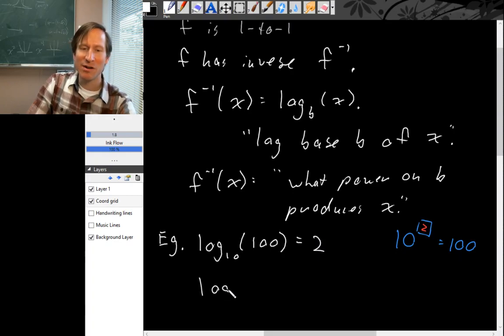How about log base e of 1? So what exponent would you put on e to produce 1? Well, that would be 0. So log base e of 1 is 0.